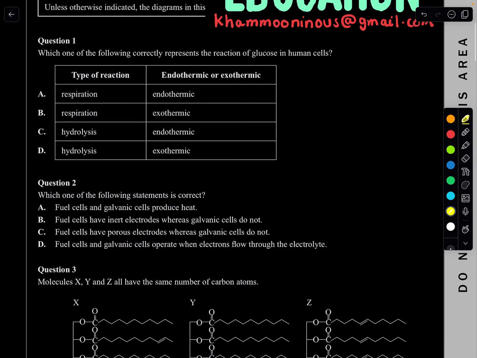Question 1. Which of the following correctly represents the reaction of glucose in human cells? Now you should realize which one it is. You should already realize what happens to glucose in human cells. It goes through cellular respiration, where basically glucose combusts to give us energy. In a lot of exams, it could say combustion. So glucose combusts or oxidizes. Both mean basically the same thing.